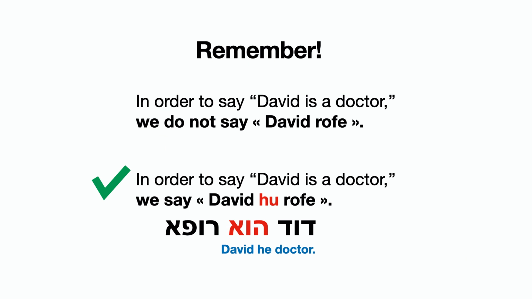So remember, in order to say David is a doctor, we do not say David rofe, because David is not a pronoun. As you can see, we're not using any proxy word in the place of David, like he is a doctor. Right? It's David, the name itself, that we're using here. So David rofe is wrong. So the way to say this is David hu rofe. David, he's a doctor. David, he doctor. So David hu rofe.